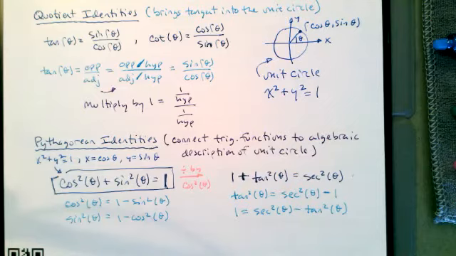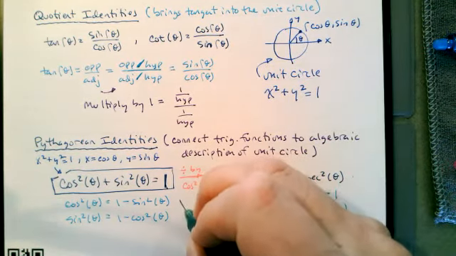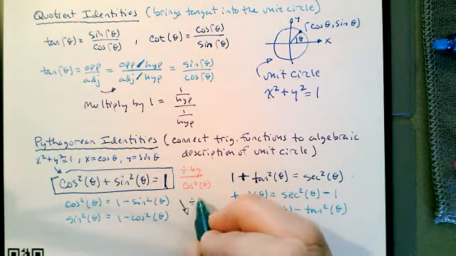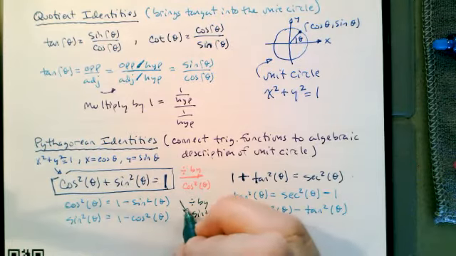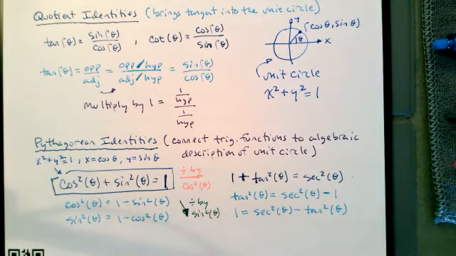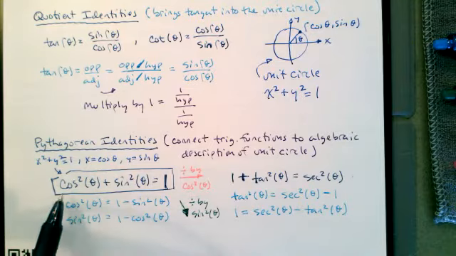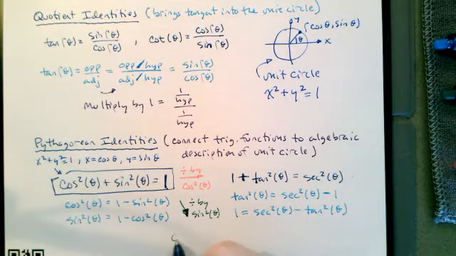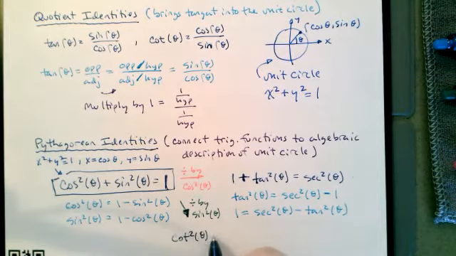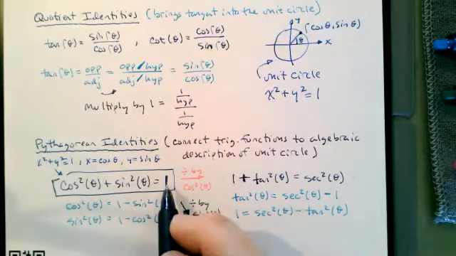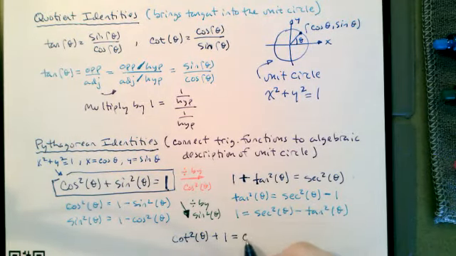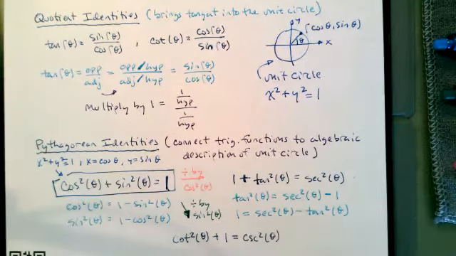There's another variation on this, because I just divided through by cosine squared. So we can also divide by sine squared theta. And so I'd have cosine squared divided by sine squared is going to be cotangent squared. Sine squared divided by sine squared is 1. And 1 divided by sine squared is cosecant squared. And then we'll have two variations on this one.